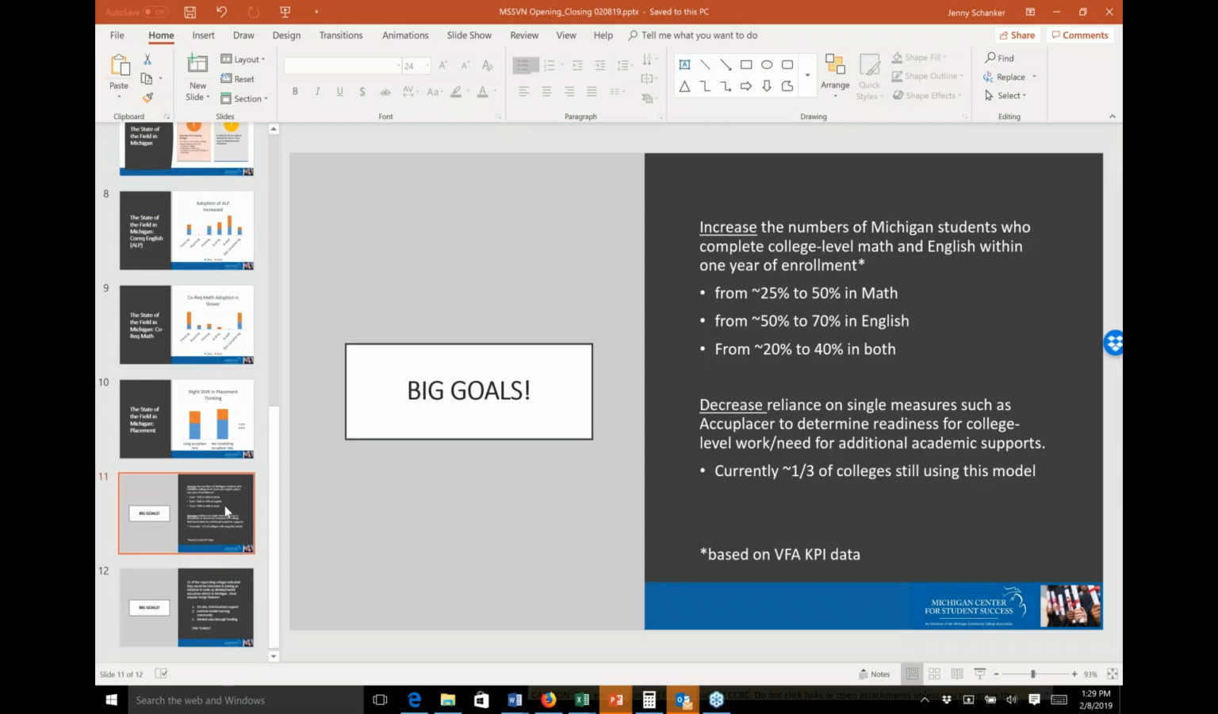If you were on this morning, I showed you this slide with the big goals we're looking at for the Center for Student Success. I thought it would make sense to show again, since many of you have been on all three of these webinars: increasing the number of our students who are completing college level math and English within 1 year, and decreasing reliance on single measures such as AccuPlacer to determine readiness for college level work, because we still have a third of our colleges still doing that.